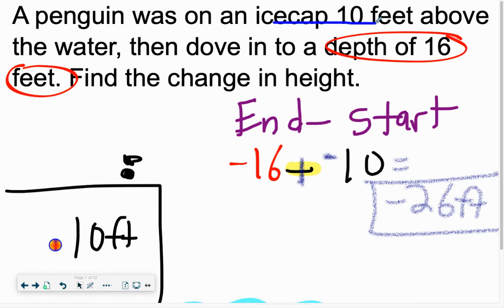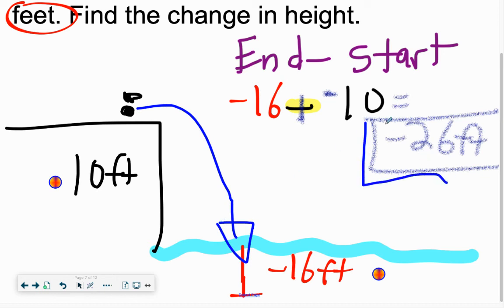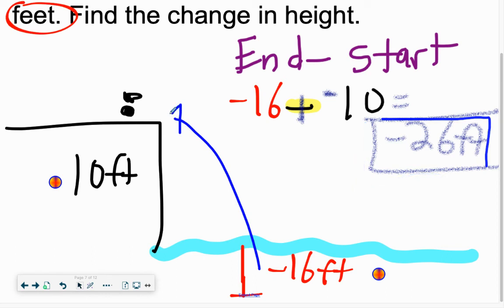Since it started on the ice cap 10 feet above, the penguin ended up going down. Since the penguin's position change was going down, we've said it before, the going down represents what type of number? Because he's going down, our overall change needs to be a negative number. So our answer needs to be that negative 26 feet. A positive does not work because a positive 26 feet would say he went up out of the water, and that is not what he did. That's why we need a negative.